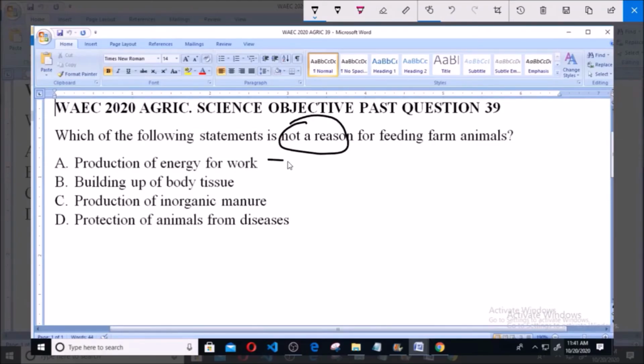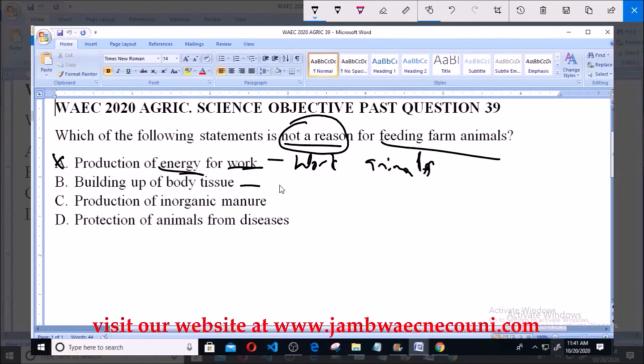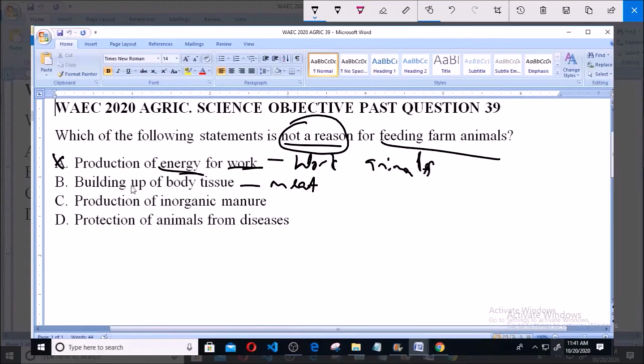Now option A says production of energy for work. This is a reason why farm animals are fed, because in the case of work animals, they need to be fed in order to obtain energy that will be used for the farm work. So it is a reason, and we're asked for the one which is not a reason, so it is not the answer to this question. Now option B says building up of body tissue. For animals that are raised to be used for meat, the body tissue needs to be built up.